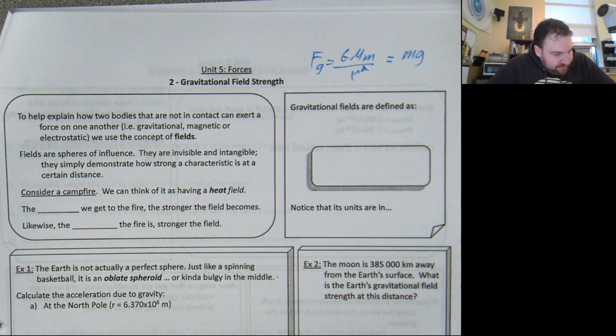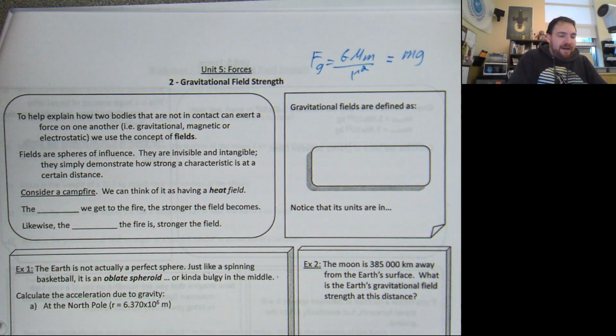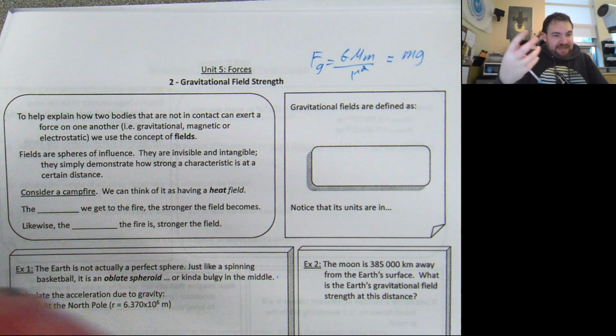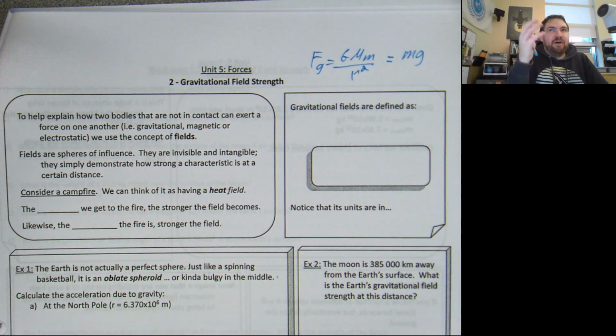Now, to help explain how two bodies that are not in contact can exert a force on one another, which in physics is weird, since generally speaking forces require some form of obvious interaction. You have to interact with something. And so to be able to explain what is actually going on, physicists determined this idea of fields. Examples of these are the gravitational field, the electrostatic field, and the magnetic field. Some of them you've played with. I'm hoping you've had a chance to experience magnetism, for example, as a child.